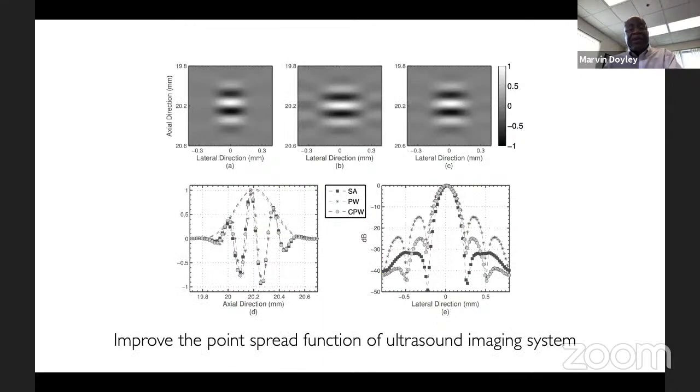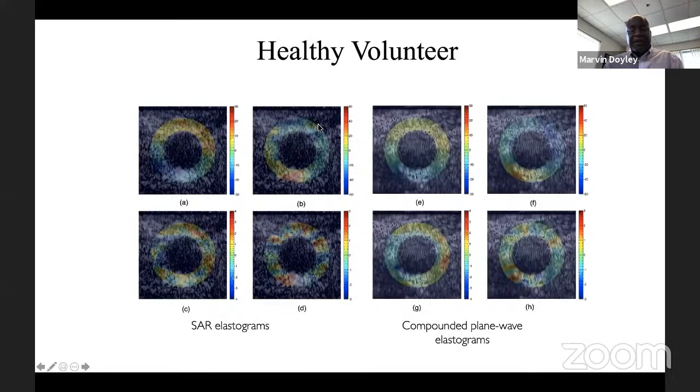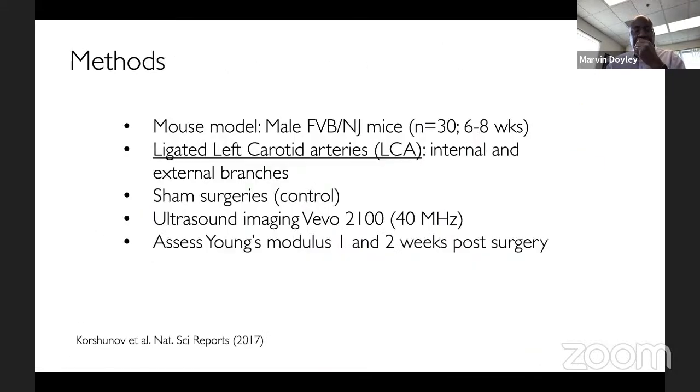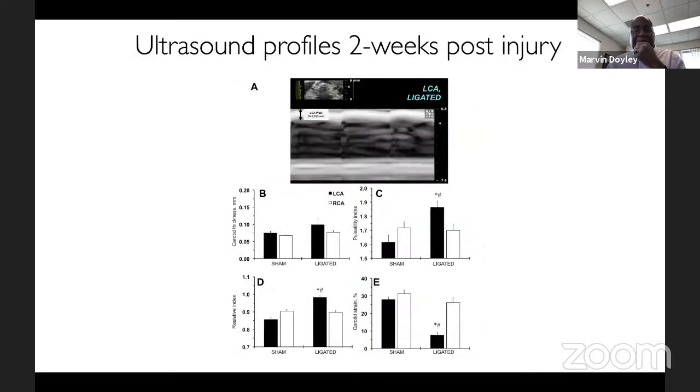So we can do that. If we do synthetic aperture and plane wave, we image at multiple angles. This is what synthetic aperture is. This one is plane wave, and this is compounded plane wave. If you take either this one or this one, then that will solve it. All right. What I will show you here, last image.